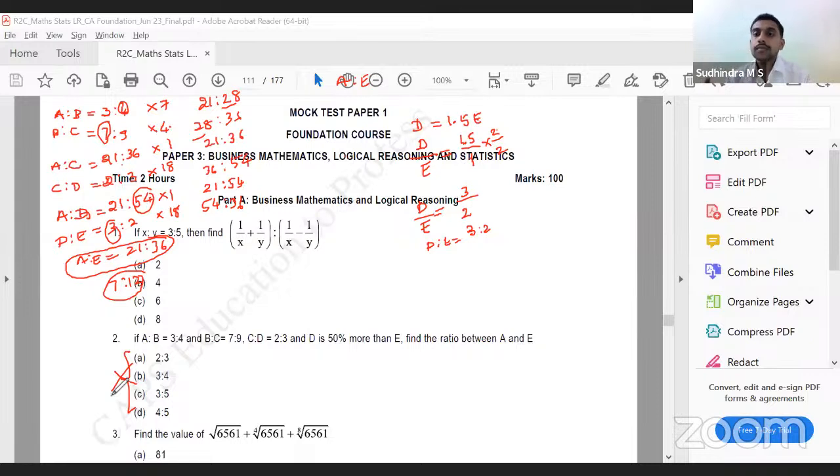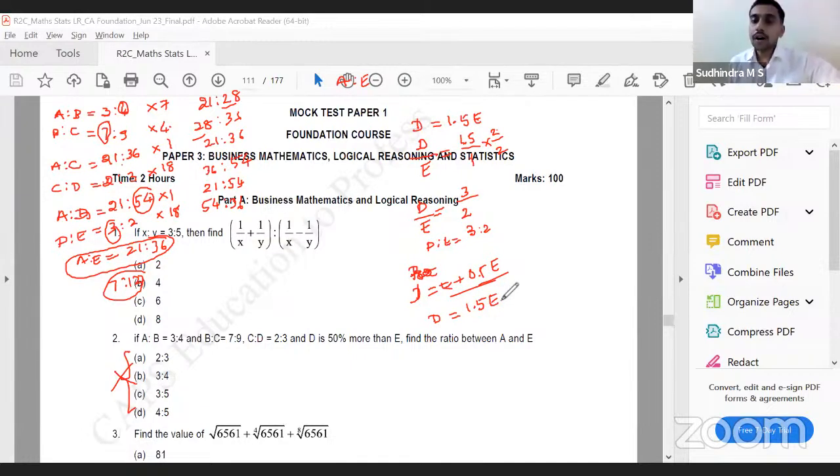Sir, if you don't mind, could you repeat the D is to E findings, sir? D is to E. See, D is 50% more than E. That means I can say that D will be equal to E plus 0.5 E, 50% more than E. So D will be equal to 1.5 E.